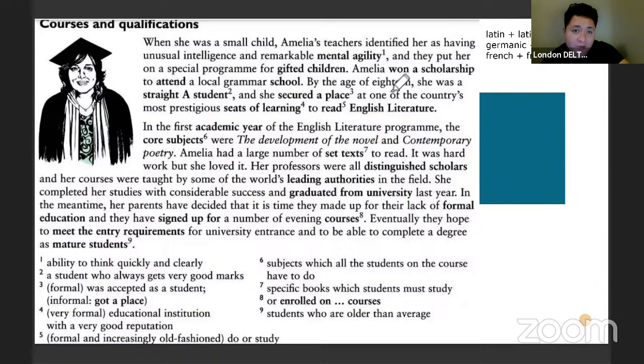Amelia won a scholarship. You see, the word win is Germanic, scholarship is Germanic too. Okay, what do you think is the meaning of win a scholarship? Ganó una beca. Exactly, very well. In Spanish, in Mexico, we say sacarse una beca, obtener una beca. In English, we don't say get a scholarship, we say win a scholarship. Okay, so not get, win. So this is where you have to be careful how we use the words.